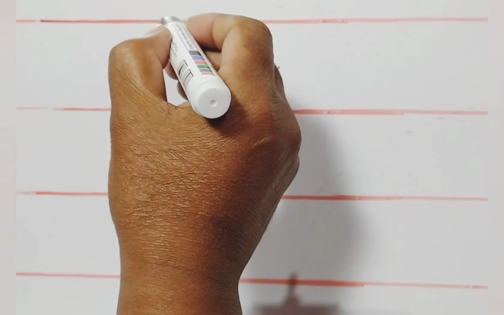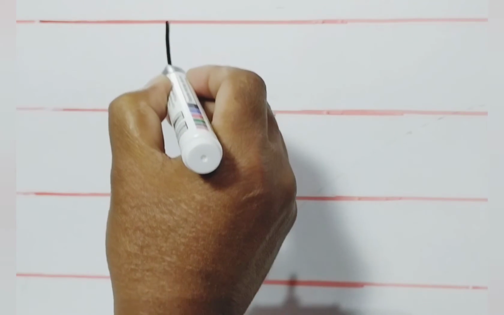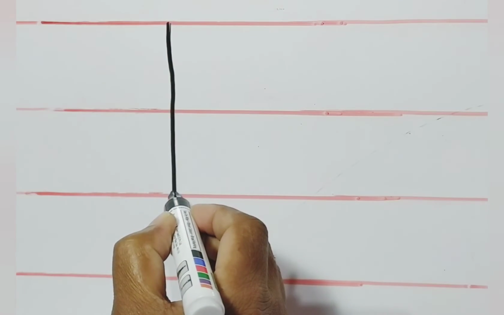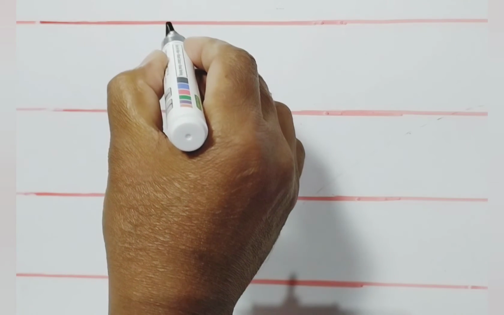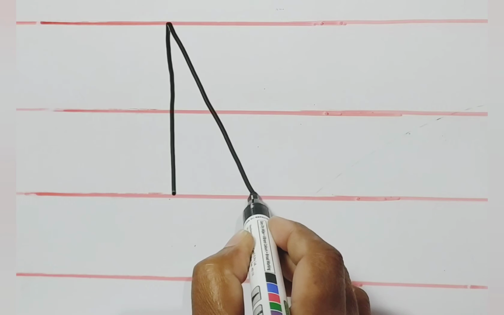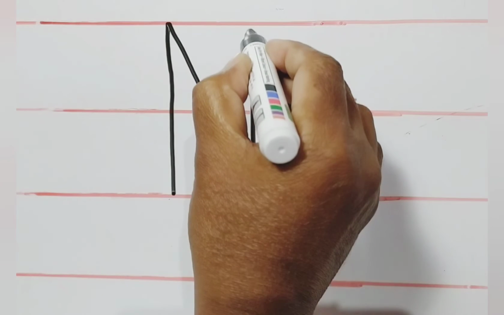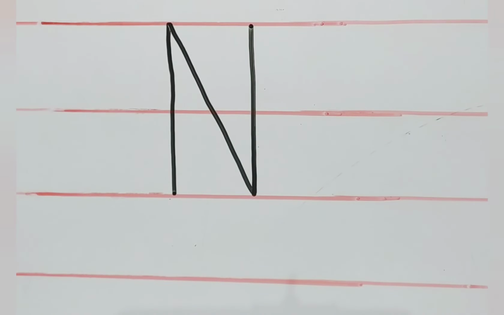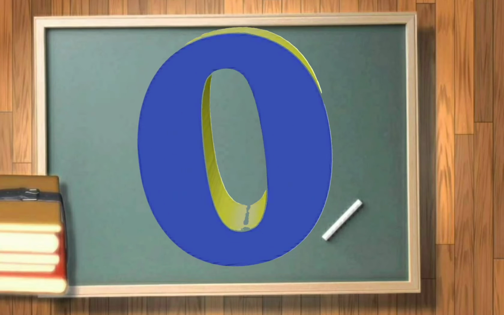Start from the top and draw a standing line down. Go back to the top and draw a slanting line to the right. Now draw one more line up to the top. This letter is N. Next letter O.